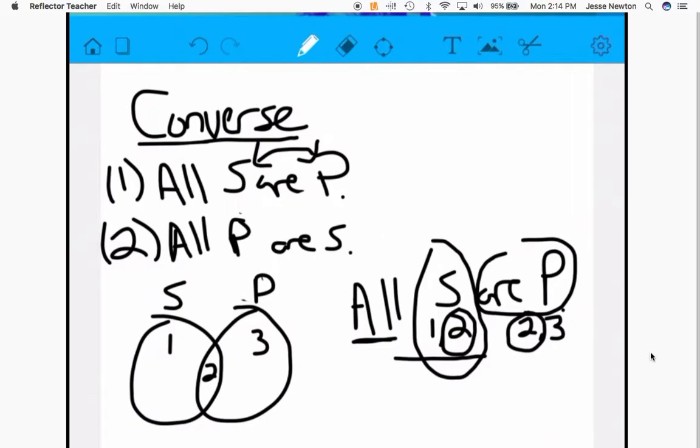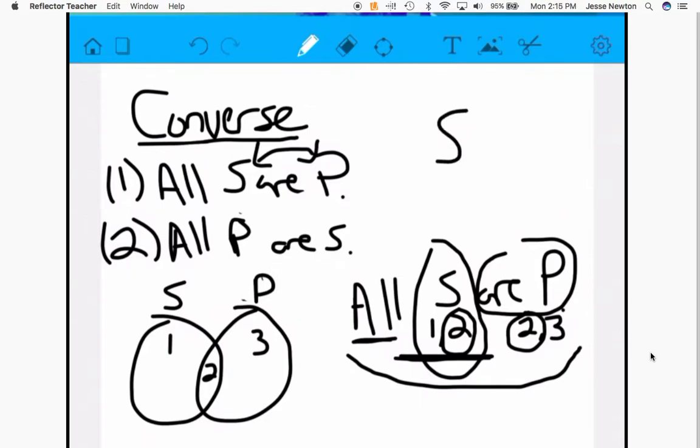Not that I'm having a brain aneurysm, but we don't need to worry about 3 because S is limited to regions 1 or 2. And what this statement tells us is, let me back up a second.